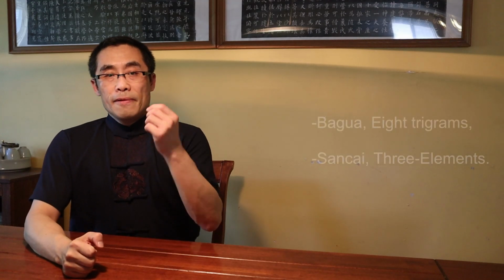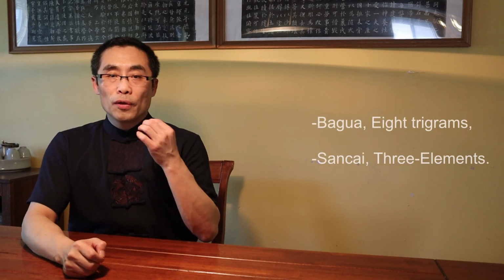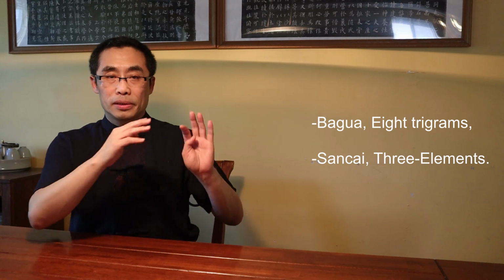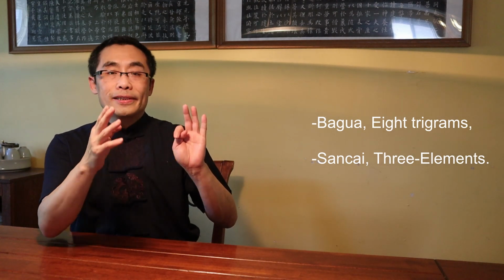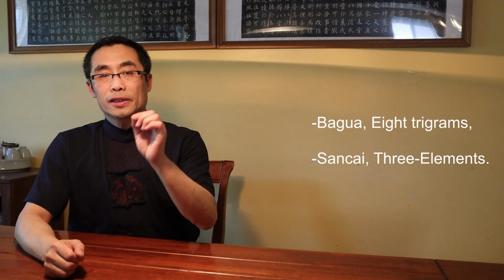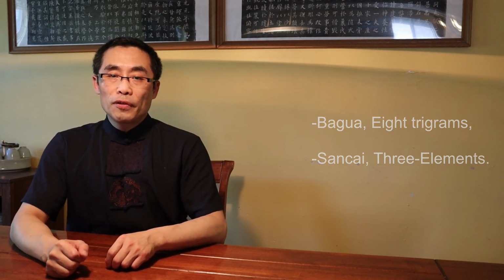So let's get started. Topic 1. Primordial Bagua and 3 elements. In this section, we will focus on 2 items: 1, Bagua or 8 trigrams, 2, Sancai or 3 elements. First, let's quickly review the concept of Bagua or 8 trigrams.